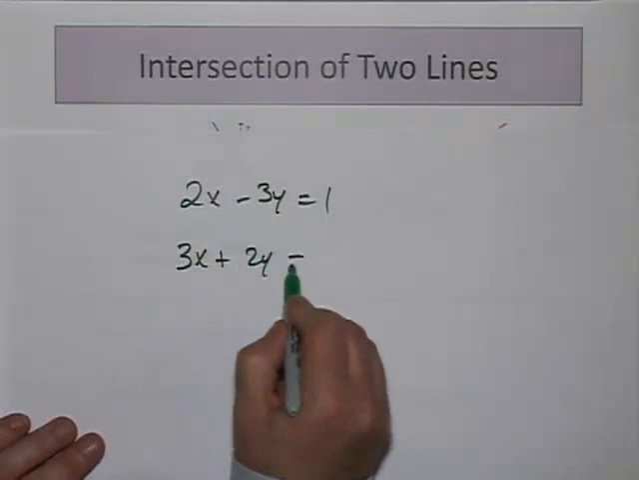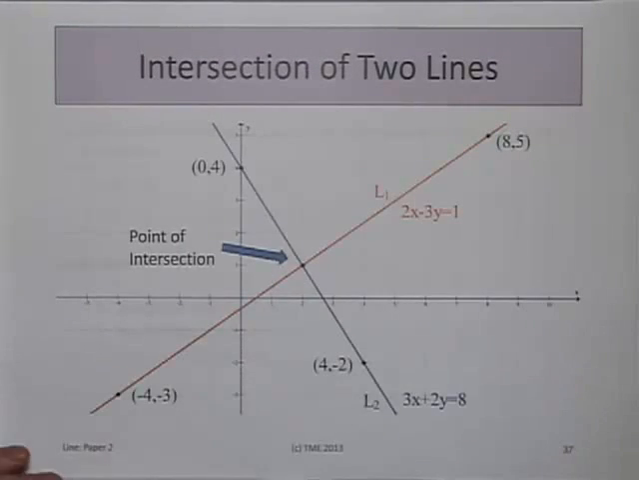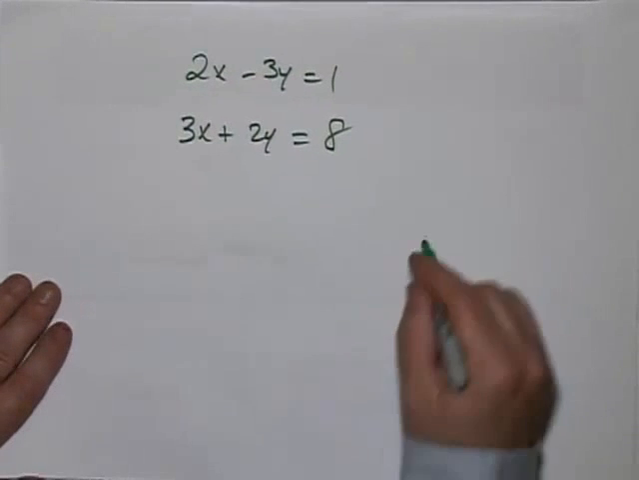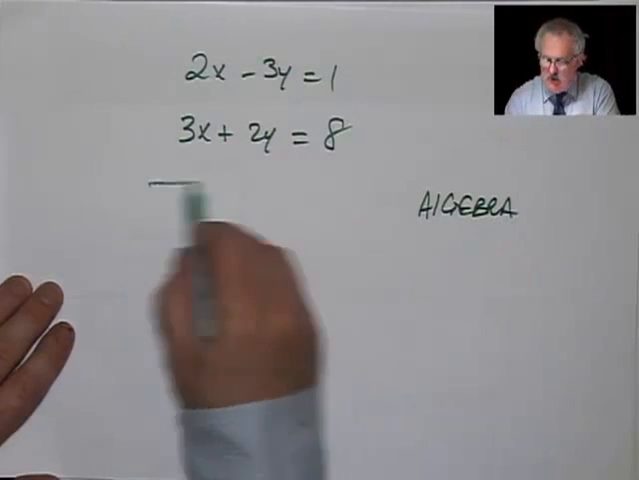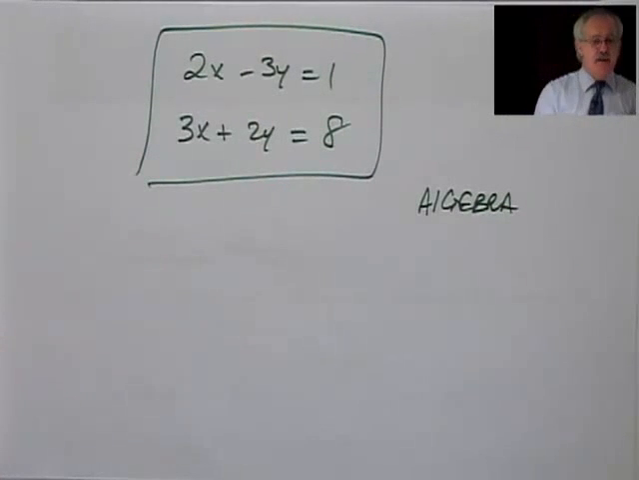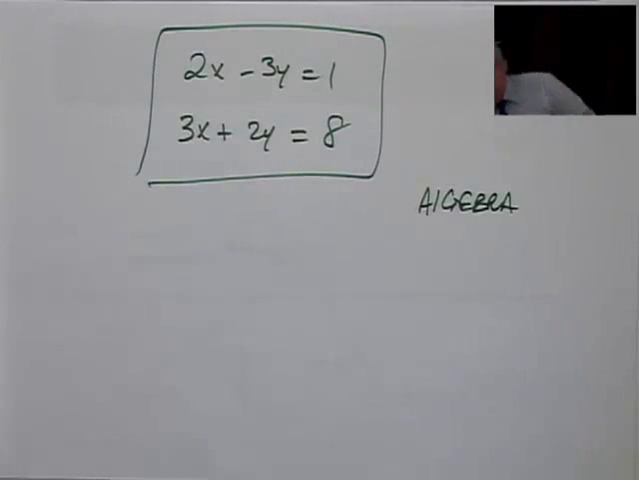Okay, what I'd like you to do is I'd like you to solve 2x minus 3y is 1, and 3x plus 2y is 8, algebraically, with algebra. No graphs, just do the simultaneous equations. Take a minute or two doing that, if you don't mind.